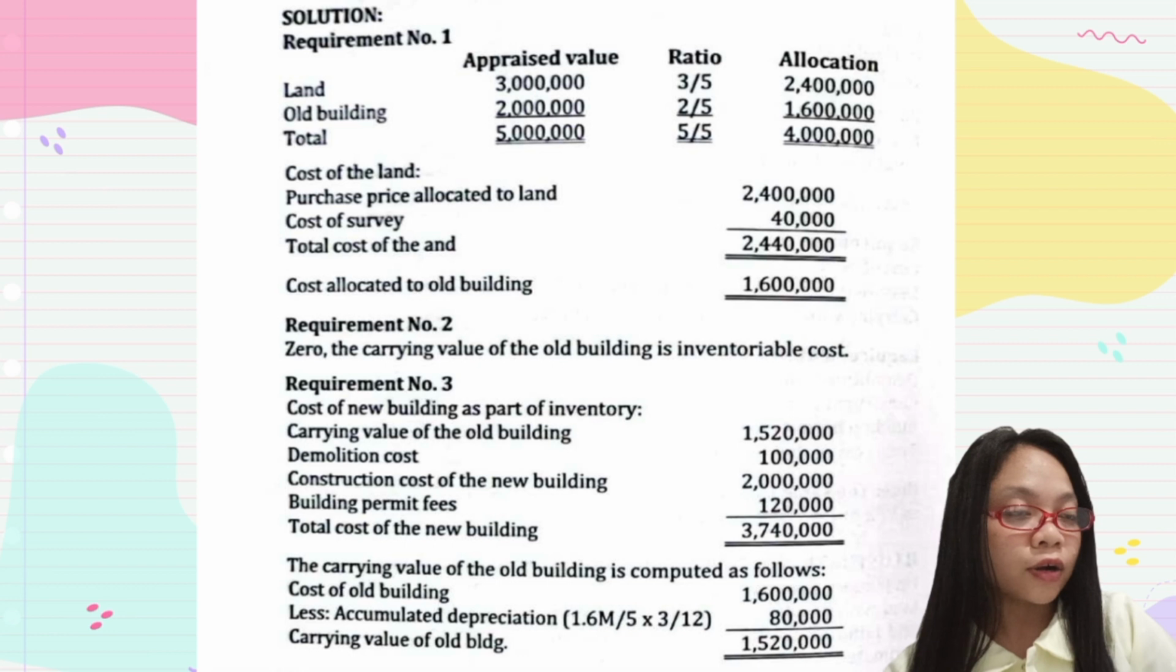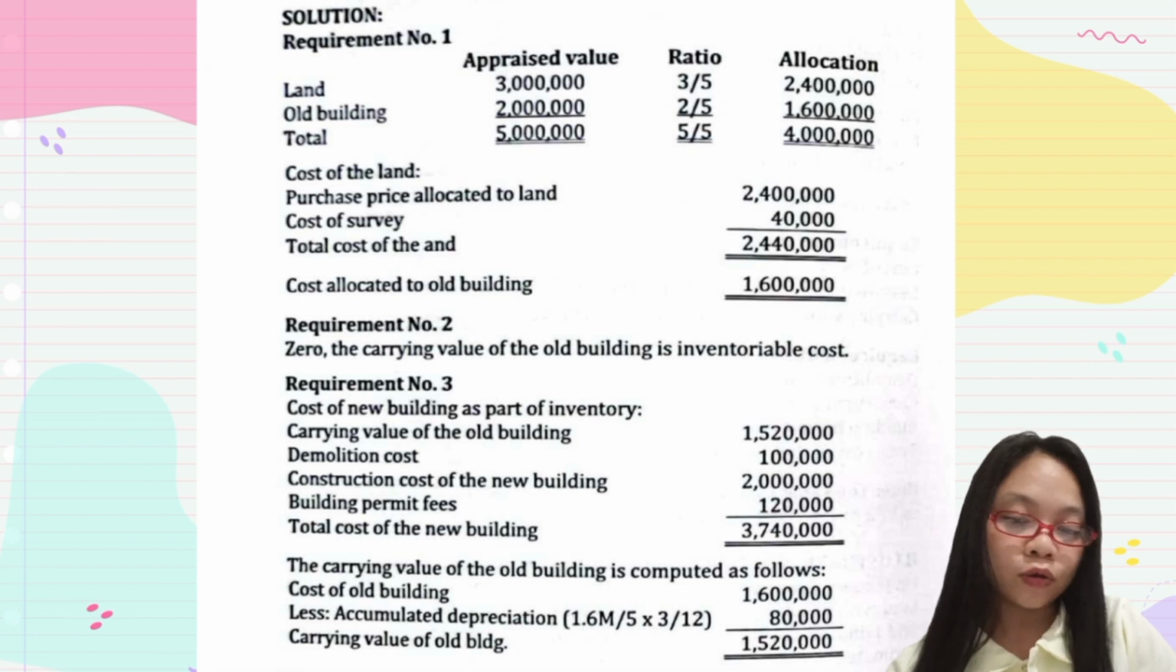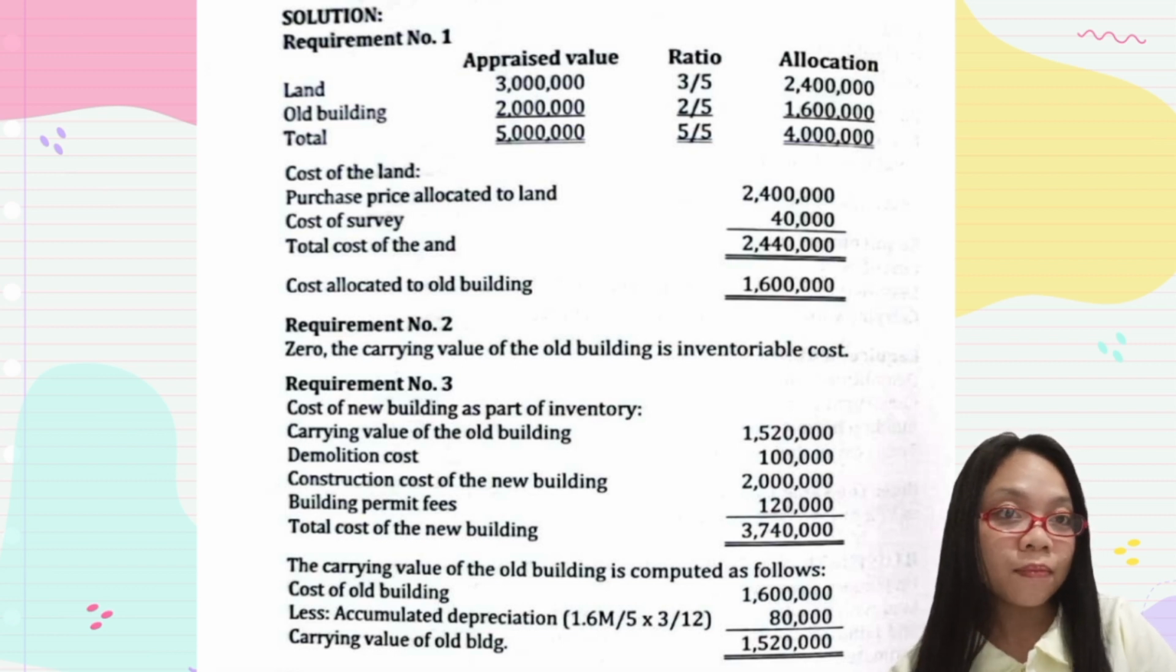So, since requirement number one, the cost of the land and old building as PPE at initial recognition, has the same treatment and computation as discussed in illustration number one, I will not discuss it again. So, proceed to requirement number two, the loss on retirement of old building to be recorded in the profit or loss. We will find the charge to loss on retirement for inventory. The answer is 0. The carrying value of the old building is inventoriable cost.